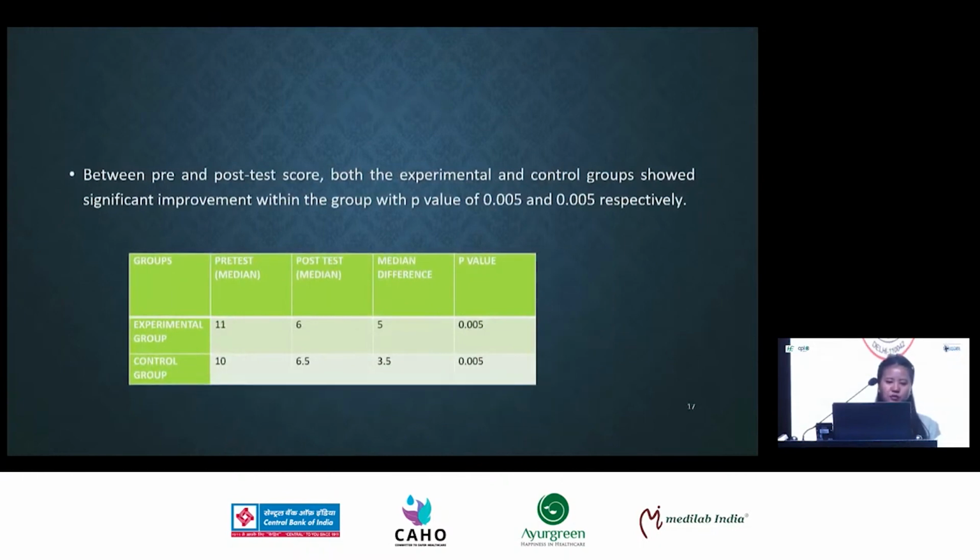Between pre and post test score, both the experimental group and control group showed significant improvement within the group, with a p-value of 0.005 in both groups, and there is a median difference of 5 in the experimental group and 3.5 in the control group, where a larger median difference means better improvement.